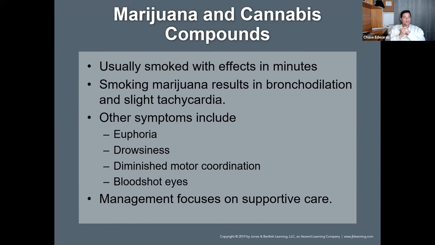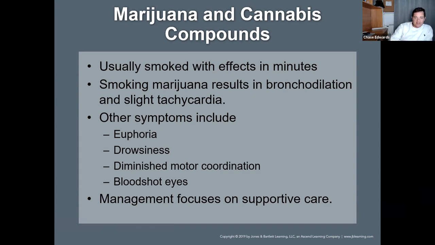All right, so up next, we're talking about marijuana and cannabis compounds. It's the harvested and dried leaves and flower buds of the cannabis sativa plant, also known as weed, pot, dope, smoke, and a bunch of other names. It's usually smoked, but it can be ingested, such as when it's baked into baked goods. The onset of effects is in minutes when smoking. Oral ingestion is going to slow the onset to several hours, quite possibly.